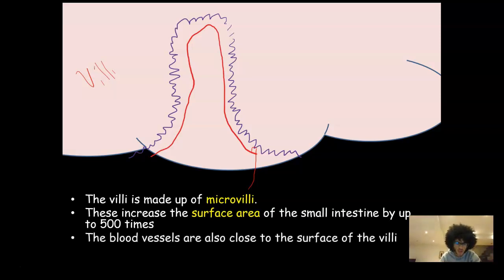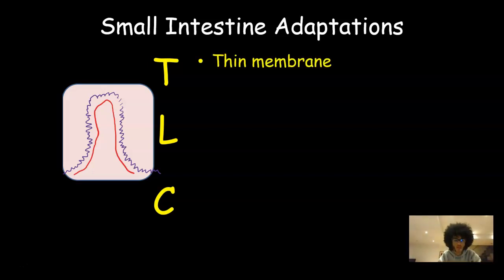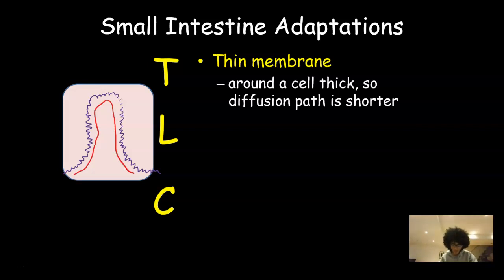And then you'll also notice this red line here, and that represents the blood vessel. You'll notice that it's really, really close to the surface of the villi. All of these things help to absorb nutrients into the bloodstream as efficiently as possible. I like to use the acronym TLC to help remember these key things. The T stands for thin membrane. What it means is the surface, the microvilli, is one cell thick. So that diffusion path is really short, which makes absorption as quick as possible.